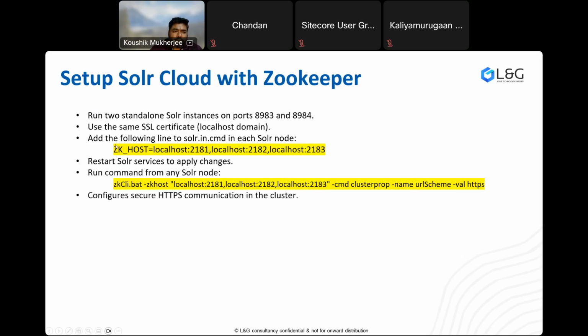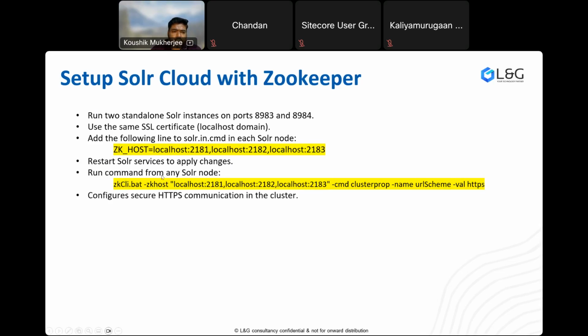Then you need to add the following configuration in the solr.in.cmd. You know that there is a configuration file in Solr. Normally, if you are doing any Solr setup, you need to put the port and domain information in this configuration file. Here you need to provide the ZooKeeper host name. ZooKeeper will run on these three ports, so the ZooKeeper host should be this. In our case, it is 2181, 2182, and 2183. Once you make the change, save it, restart the Solr service and apply the changes.